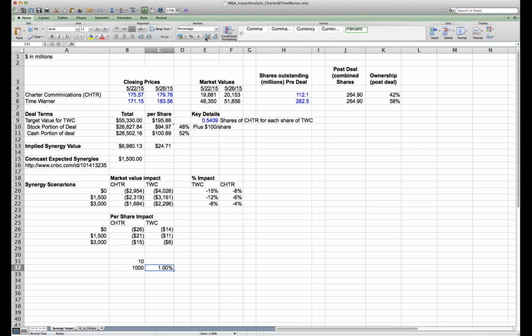Not good. So let's get to the point here in Time Warner. How do we look at this? So the implied synergy value here is about $7 billion. That calculation comes from looking at the amount that Charter wants to pay less the current market value, or pre-announcement market value, for Time Warner. That's $7 billion. So I went and did some research to see what I could find about synergies. And by the way, I couldn't find a lot of talk about synergies.